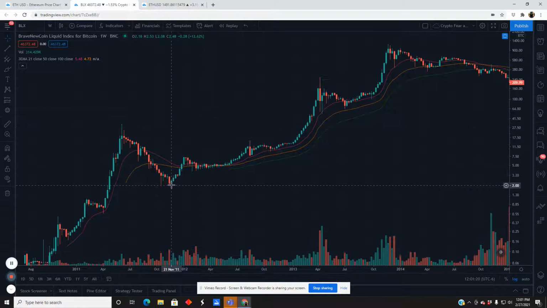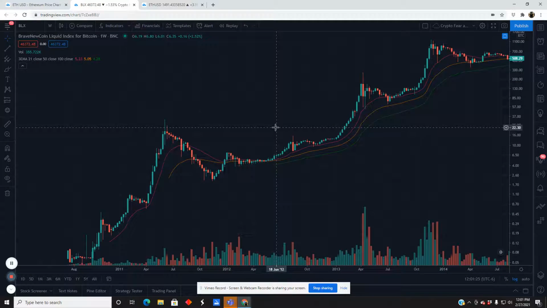The longer the time frame, the stronger the trend. Just keep that in mind. So you can do it on a monthly or weekly or 3 day. Dailies work too. 4 hours work too. I just really like to use the longer term time frames.